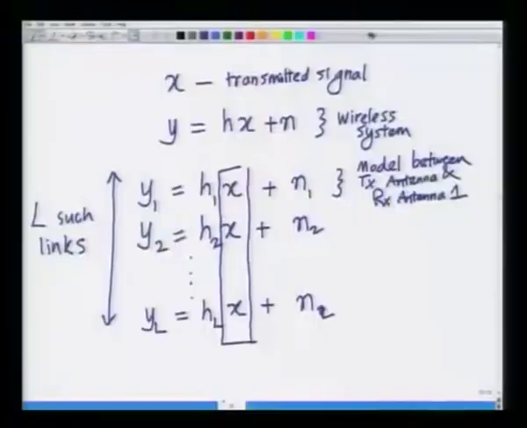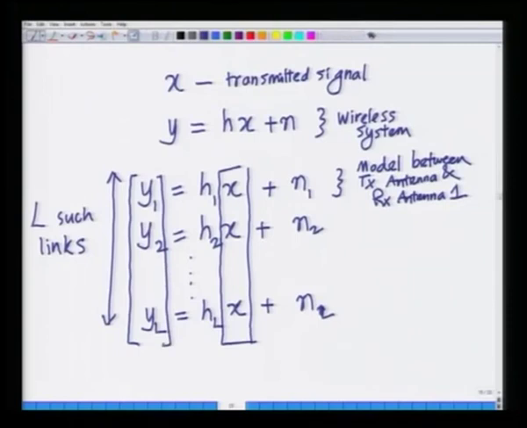All right. Now, I will do a slight mathematical manipulation here. What I am going to do from now on is, instead of considering this as L separate system models or L separate equations, I will use vector notation so that I can succinctly represent this. I am going to represent the symbols y1, y2 up to yL as one vector. Similarly, I will represent h1, h2, up to hL as one vector and n1, n2 up to nL as one vector.